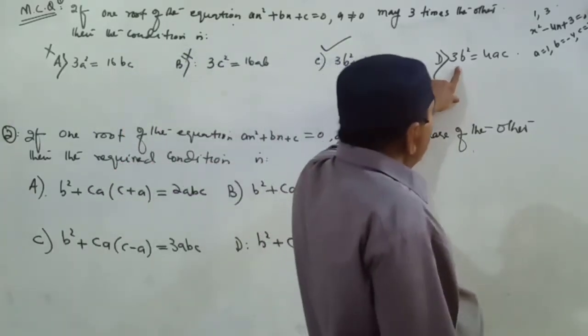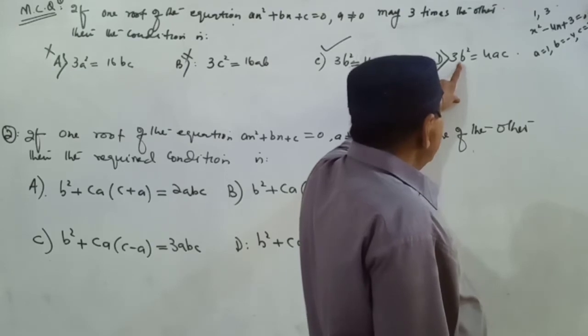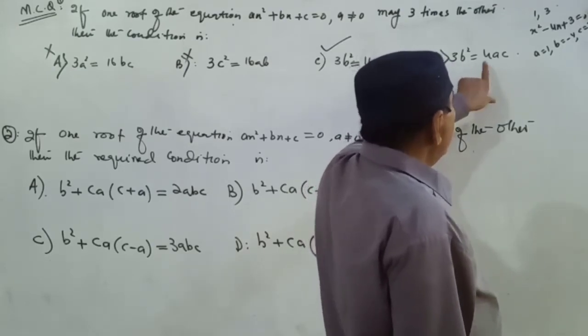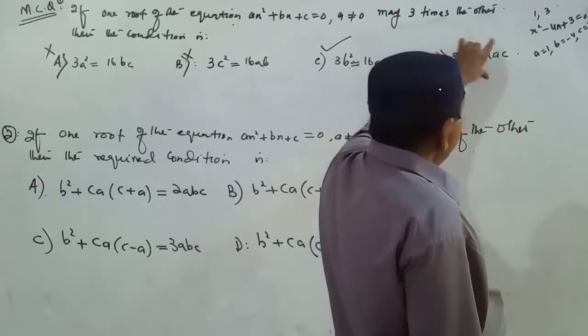Similarly, 3b square is 3 into 16, that is 48, and 4ac is 4 into 1 into 3, which is 12. 48 cannot be equal to 12.